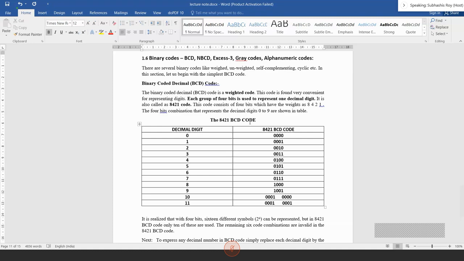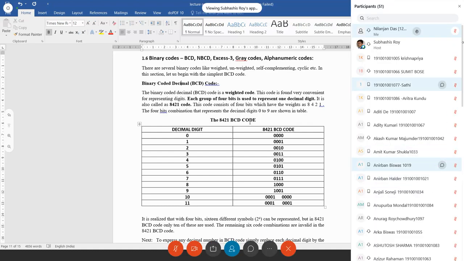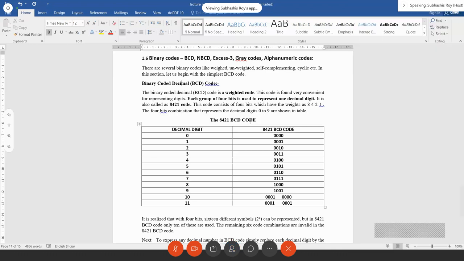But what is the difference from the decimal number system? We already know that we can easily convert any number from a decimal digit to binary, by dividing by two, taking note of the quotient and the remainder. We already know this. So what is the difference in the BCD code, the binary coded decimal case? First point to be noted: it is a weighted code. What are the weights? The weights are 8421.